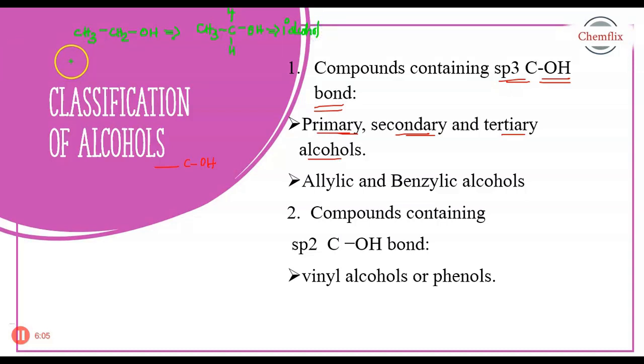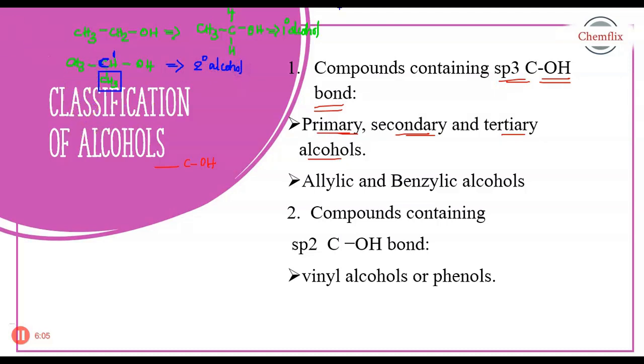Now moving to the second example: CH3, CH, again there is a substituent here, that is CH3, and then you add the OH here. You can see this carbon is attached to another CH3, a methyl group, and only one hydrogen is attached to this carbon. This type can be called a secondary alcohol.